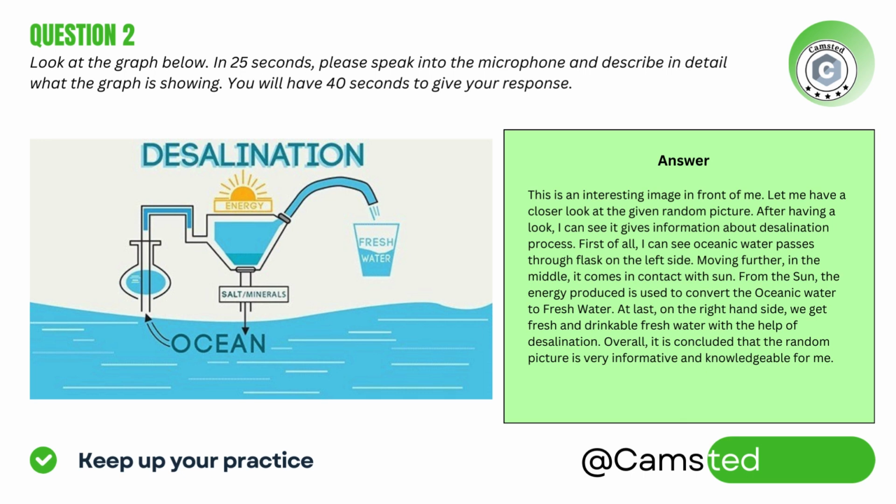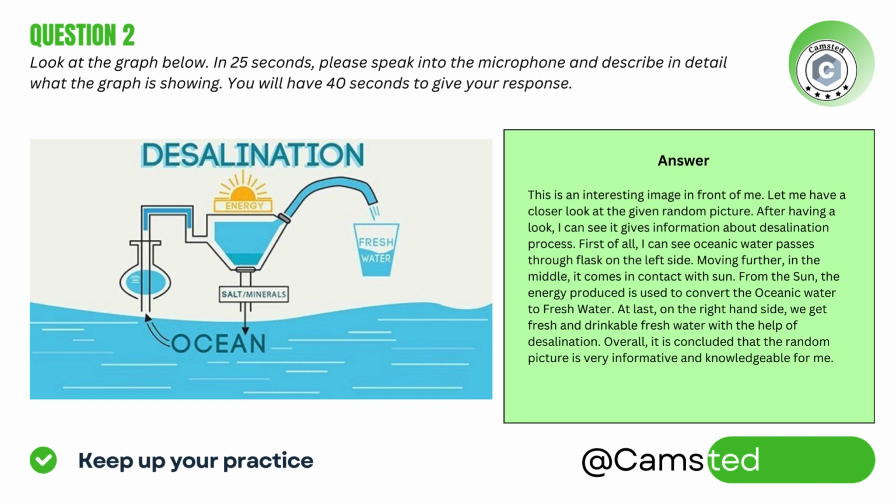This is an interesting image in front of me. Let me have a closer look at the given random picture. After having a look, I can see it gives information about the desalination process. First of all, I can see oceanic water passes through a flask on the left side.